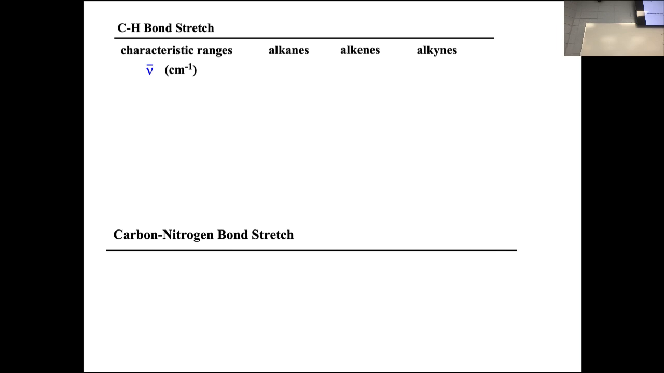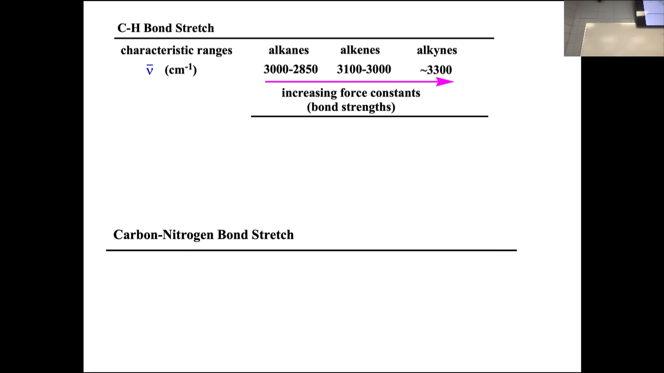So, when you start to look at the different regions, things get a little more detailed. If I look at the hydrogen regions, the CH bonds, you'll see that alkanes are between 3000 and 2850. Alkenes are between 3100 and 3000. And alkynes, if they have a hydrogen on them, are around 3300. And remember, we go in higher wave numbers, we go this way. So I'm going to see alkanes, then alkenes, then alkynes. Okay?